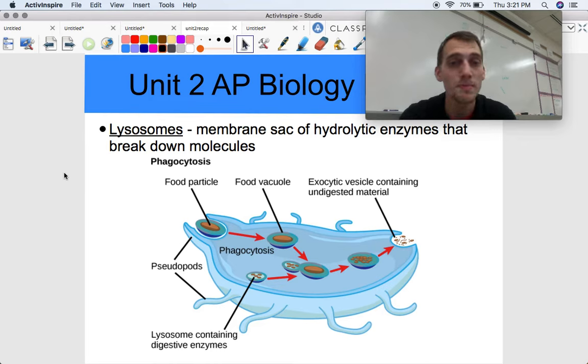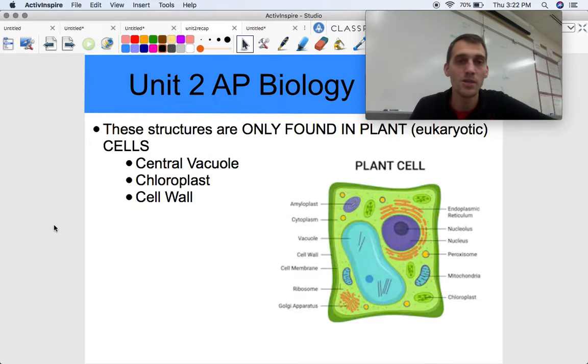All right, lysosomes: a membrane sac of hydrolytic enzymes that break down molecules. Hydrolytic, what does that mean? Hydrolysis. Okay, it's a big watery bag of death that'll break down anything that comes into it. Whether it is a foreign particle or a foreign cell or a piece of food that needs to be digested, it's going to be sent to the lysosome to break it down through hydrolysis, which is what we covered last unit. So hydrolysis occurs in the lysosome.